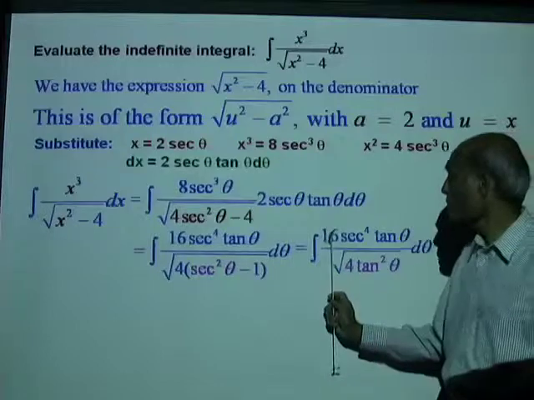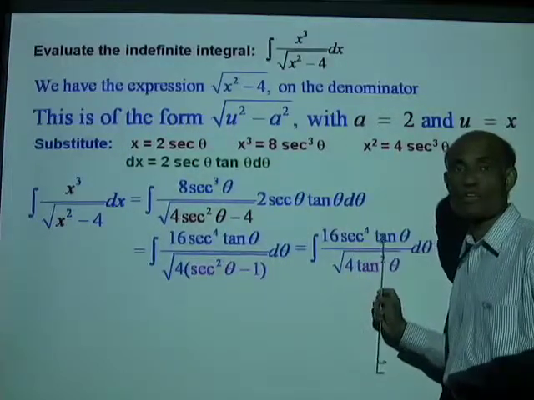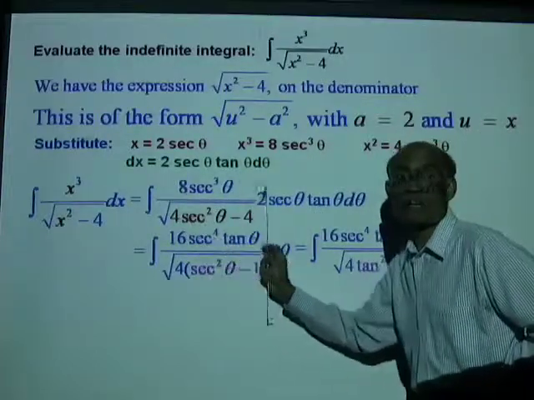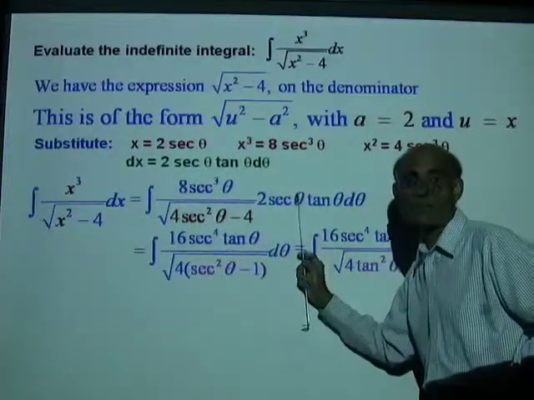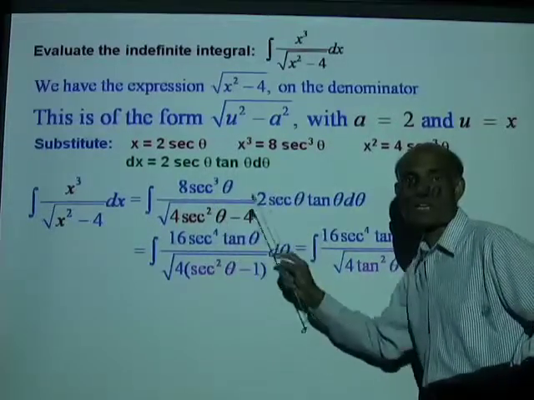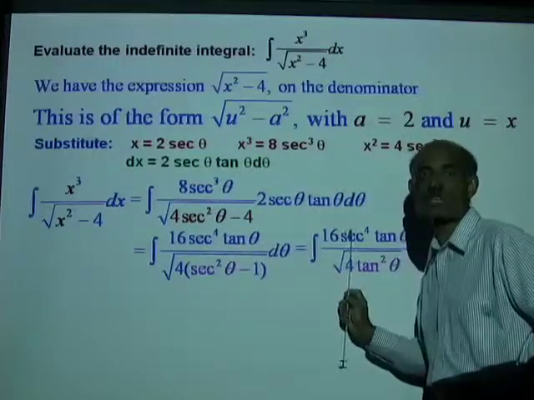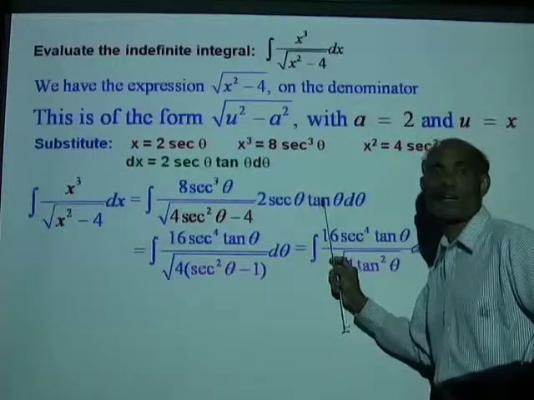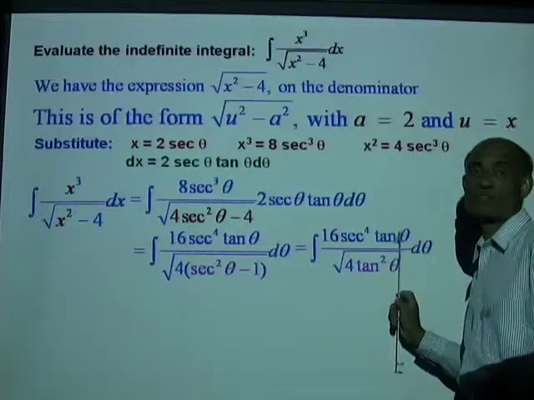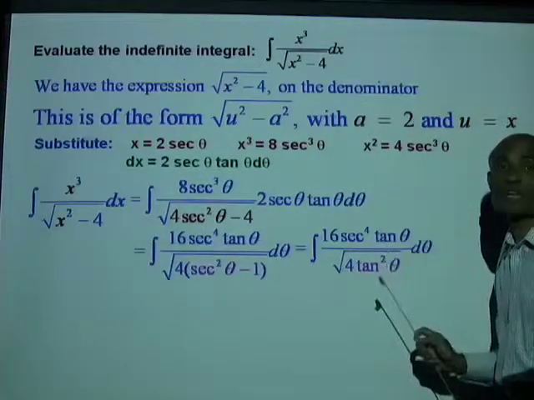Now, how did the top become 16 secant to the power of 4 theta tan theta? If you look here, this is our x cubed, this is our d theta. So you have 8 times 2 is 16. Secant cubed theta times secant theta is secant to the power of 4 theta. And then a tan theta and a d theta. So this is our integral now in terms of theta.